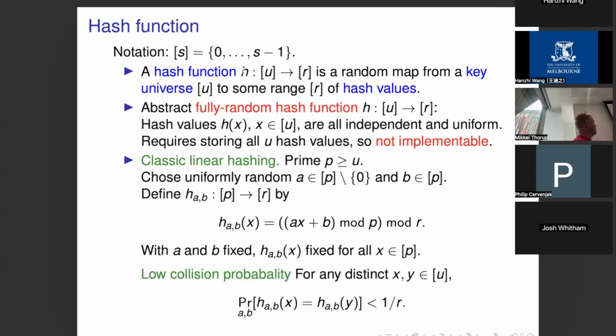And the beautiful property is that the probability that any two given keys get the same hash value, when A and B are picked at random with these restrictions, is 1 divided by the range that we're hashing to.